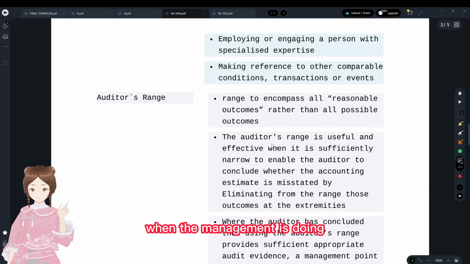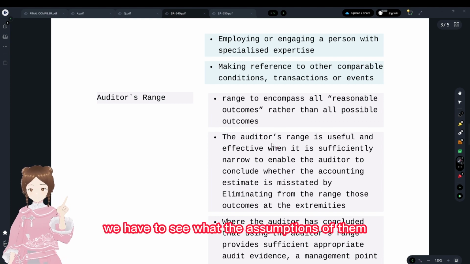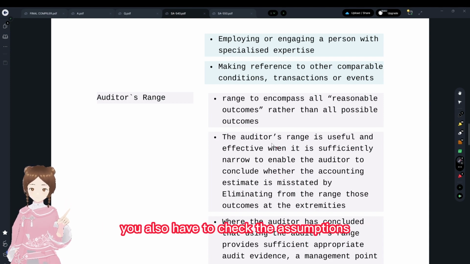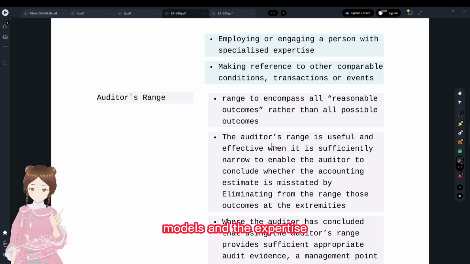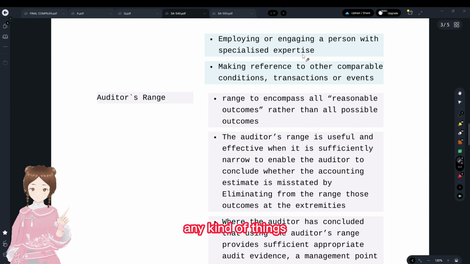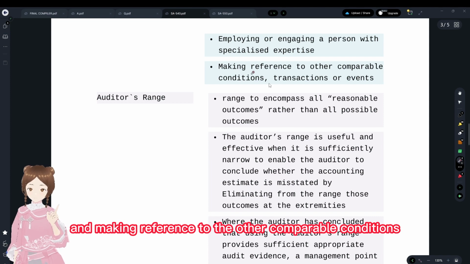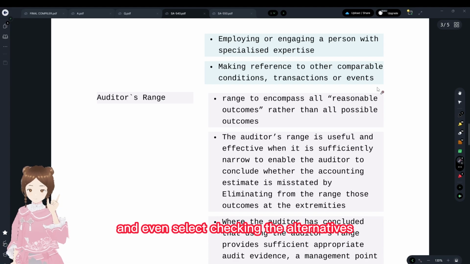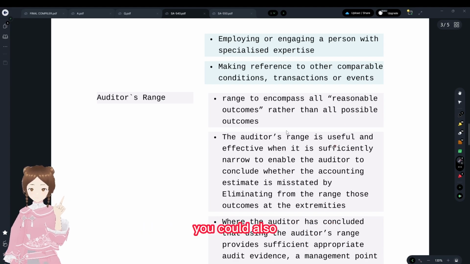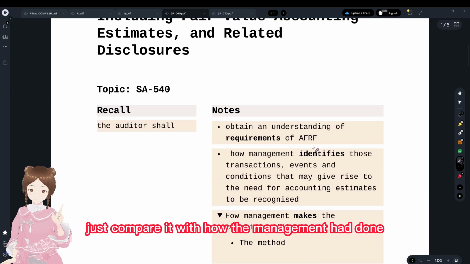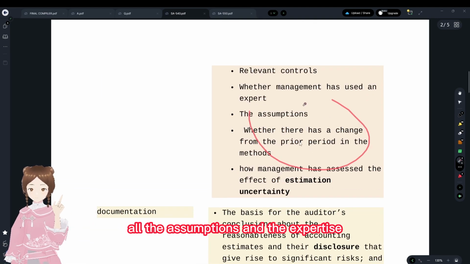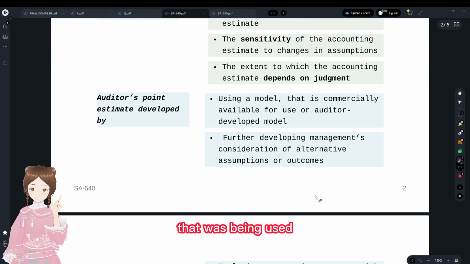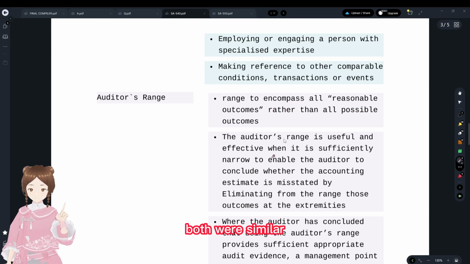When the management is making the estimate, we have to see what their assumptions are and whether they have used any kind of expert. Even when the auditor is making the estimate, he also has to check the assumptions, models and expertise, and make reference to other comparable conditions, transactions and events, like checking the alternatives. And these were the four points. You could also compare how the management had done all the assumptions and the expertise, and with regard to the method or model being used, both were similar.